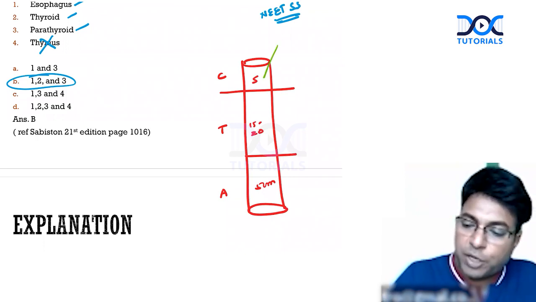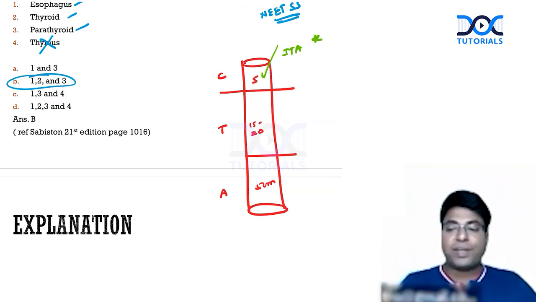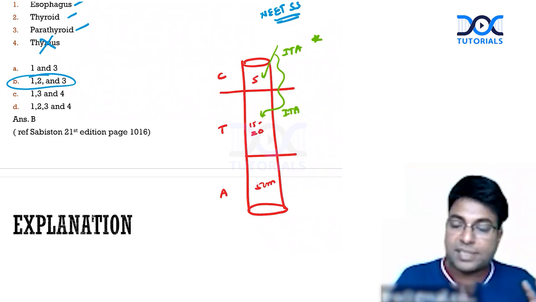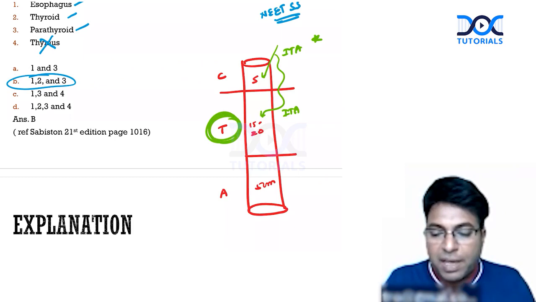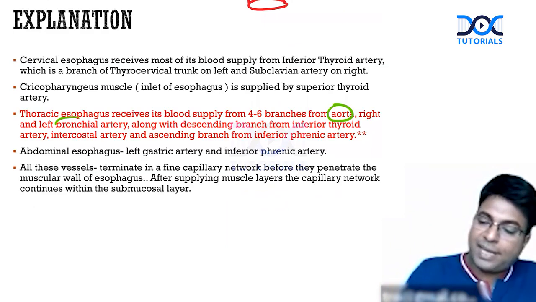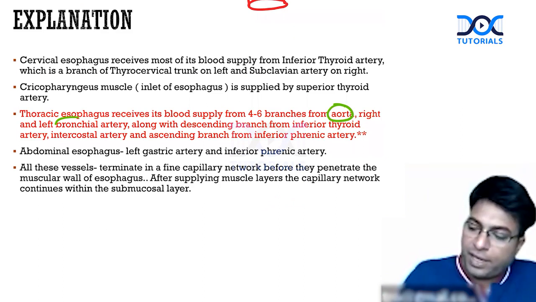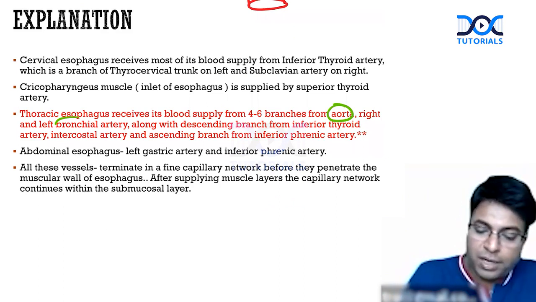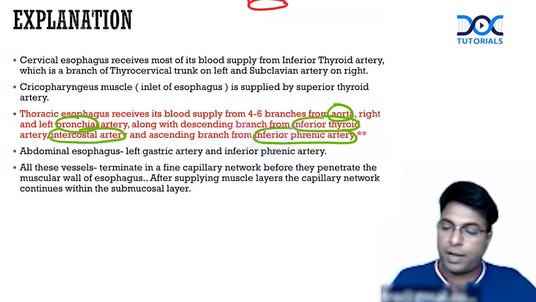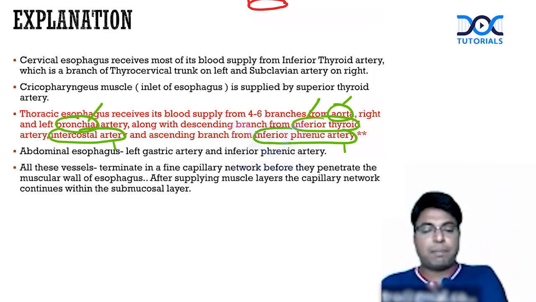The cervical esophagus predominantly receives blood from the inferior thyroid artery. That's the interesting point. The predominant blood supply for the cervical esophagus is the inferior thyroid artery. The inferior thyroid artery descending branch also supplies the thoracic esophagus. So that's an MCQ. I want you to remember the blood supply of the thoracic esophagus. Enormous blood vessels supply the thoracic esophagus from Sabiston. The thoracic esophagus receives from the aorta, both right and left bronchial artery, inferior thyroid artery, intercostal artery, and inferior phrenic artery. These are the various blood vessels supplying the thoracic esophagus.